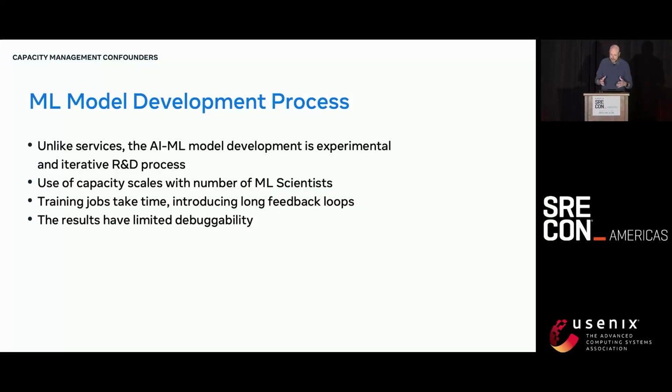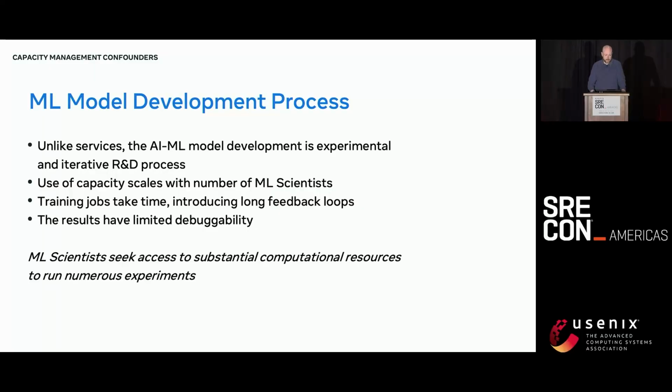Because the capacity scales not really with just the users, but with these ML scientists and their ideas. And they can have a lot of ideas. You would be amazed how many ideas they have. And they're willing to use every single bit of hardware that you're able to give them. The results also contribute to this long feedback loop: the results themselves have limited debuggability. And so you want to make sure that as these things are launching, you get as much right up front as possible, because otherwise you're waiting days or weeks to find out if something went wrong. These ML scientists want these compute resources because they want to run a lot of experiments.